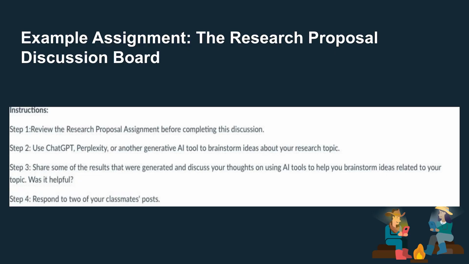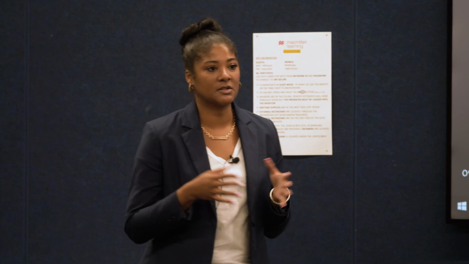The next step was use ChatGPT, Perplexity, or another generative AI tool to help you brainstorm research topics. And then share those results and discuss your thoughts about what AI tool you used and how it may have helped you with your peers. So they were required to respond to at least 2 other students in the class and share their results. So again, this was a very low stakes assignment, but it sparked interest, and I'll show you the results on the next slide.